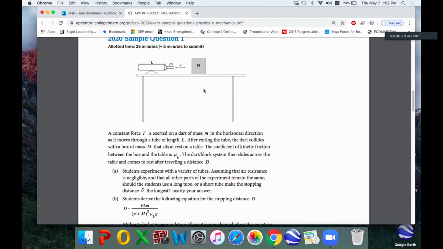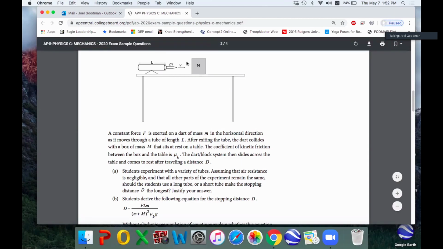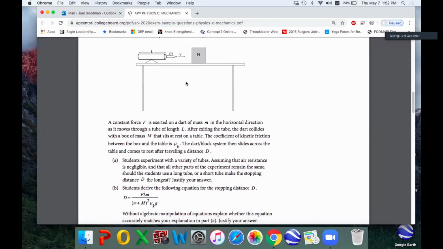This is just the kind of problem we've been talking about. You've seen stuff like this from me. How many times have we had a spring or somebody pulling and the box has to go a certain distance and stop over the friction? That's not bad. This also involves a collision. Hey, we've been doing them too. So I thought this isn't too bad.